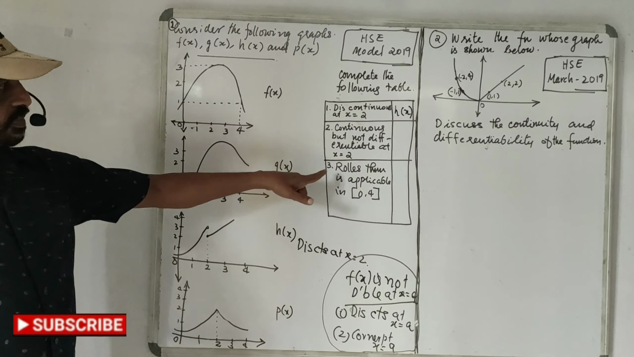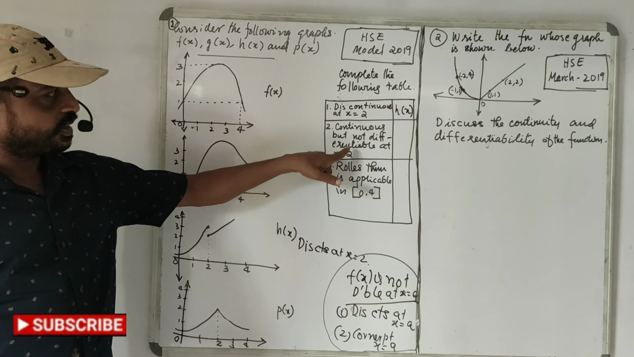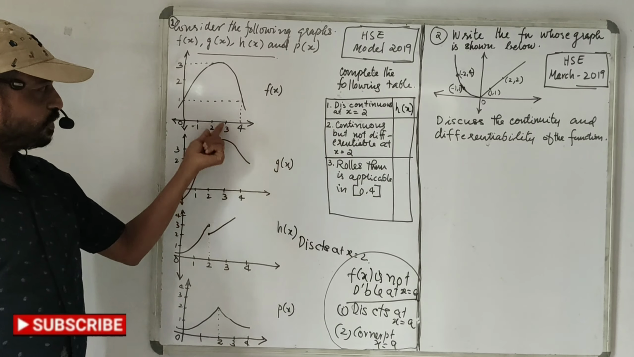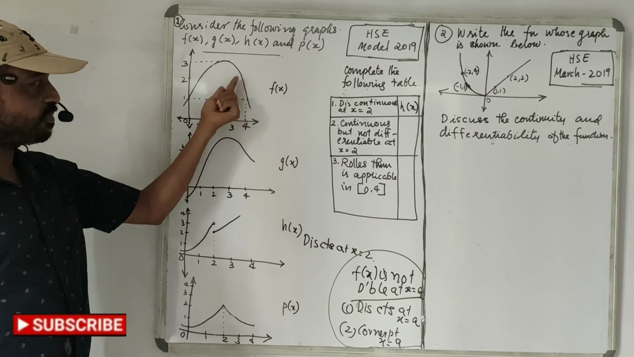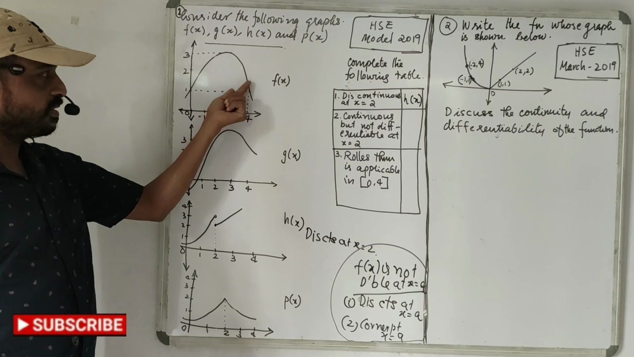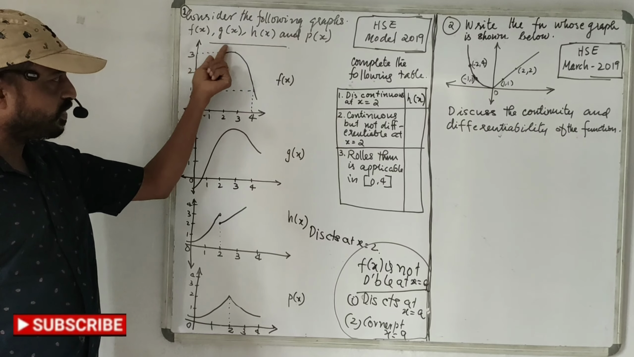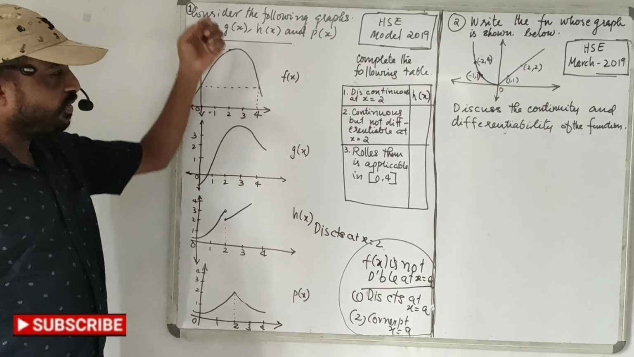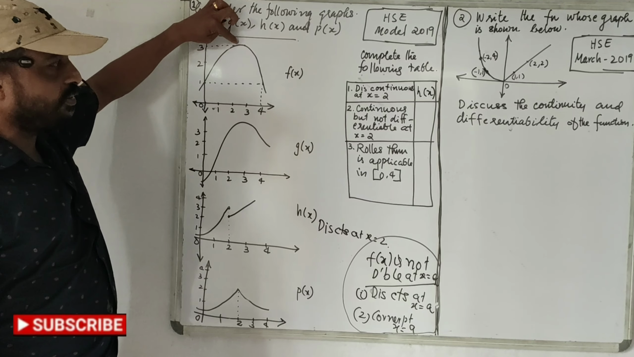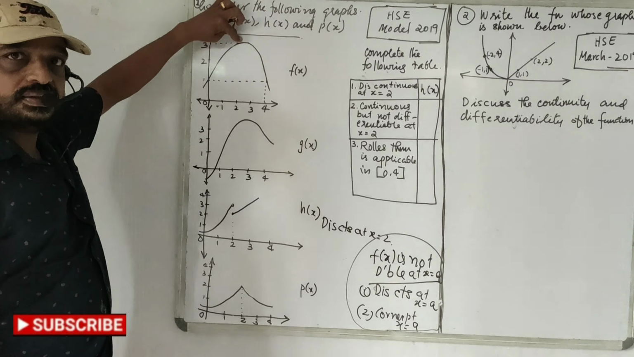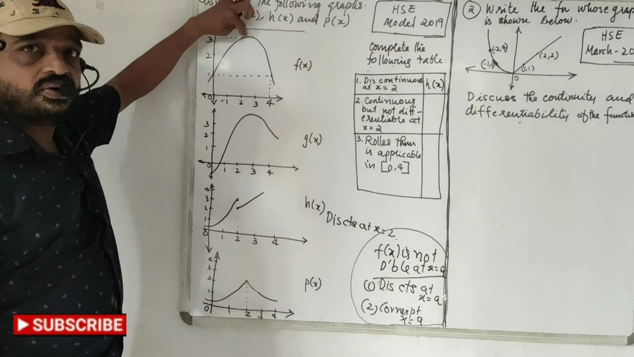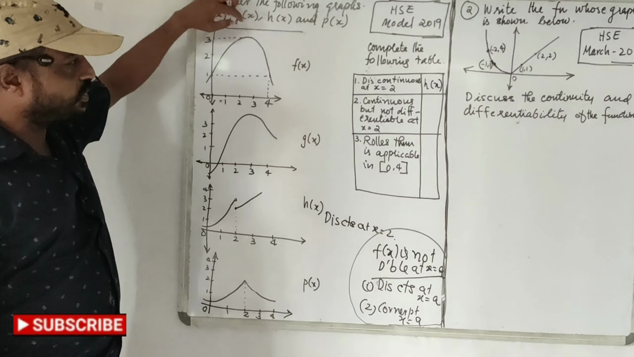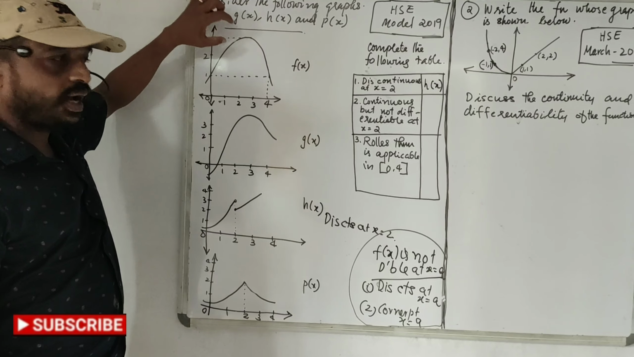So here we will have to check the differentiability at x equal to 2. At x equal to 2 the function is continuous because it does not have a break, and it is also differentiable because it does not have a corner point or a vertical tangent. So this function is differentiable and continuous.